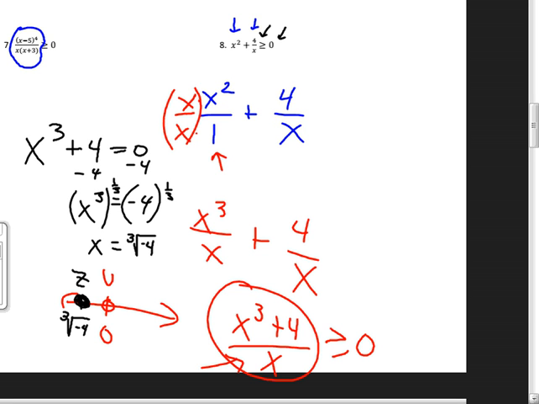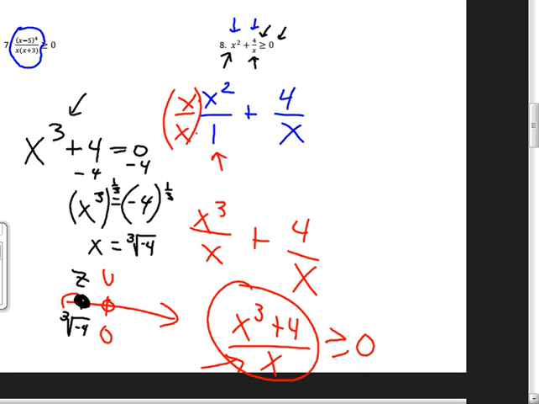So the moral of the story is, when you have two things being added together, you can't proceed until you've actually added them together with a common denominator. Once you've got a common denominator, they're like all the other questions. Just this one happened to be hard to solve because it had a cube root in it.